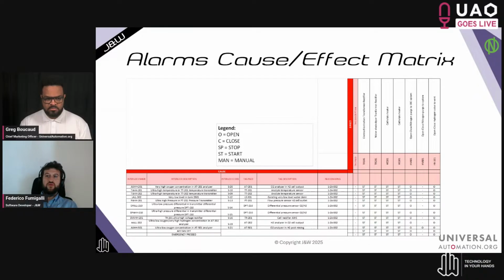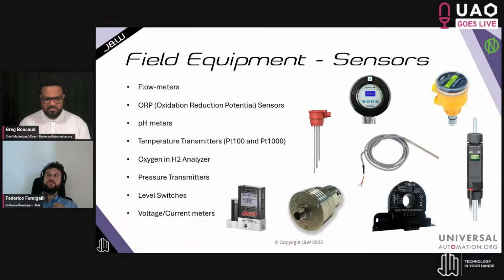Here is an example of what we do during the plant modeling. We create documentation, such as this cause-effect matrix. And remember, we started also doing this in the green plant work, where we organize all the causes and the effects of the plant. These are some of the sensors we had to use, and where we collect data from: flow meters, pH meters, temperature transmitters, oxygen analyzers, pressure transmitters, level switches. So a lot of different stuff involved in the process.